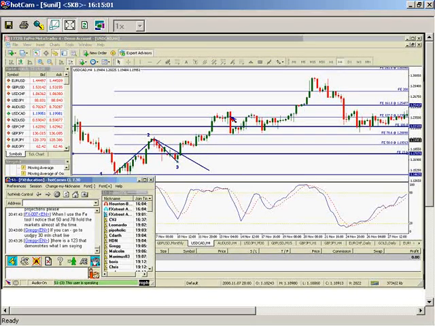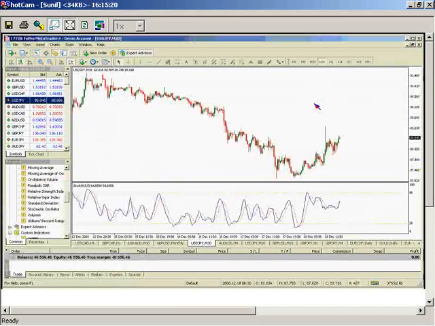Let's go over 30-minute USD JPY. Oops, what happened? All right. Okay. So are you looking, Greg, are you looking at a bullish 1 2 3? So is this the 1 2 3 pattern that you're looking at? This one.